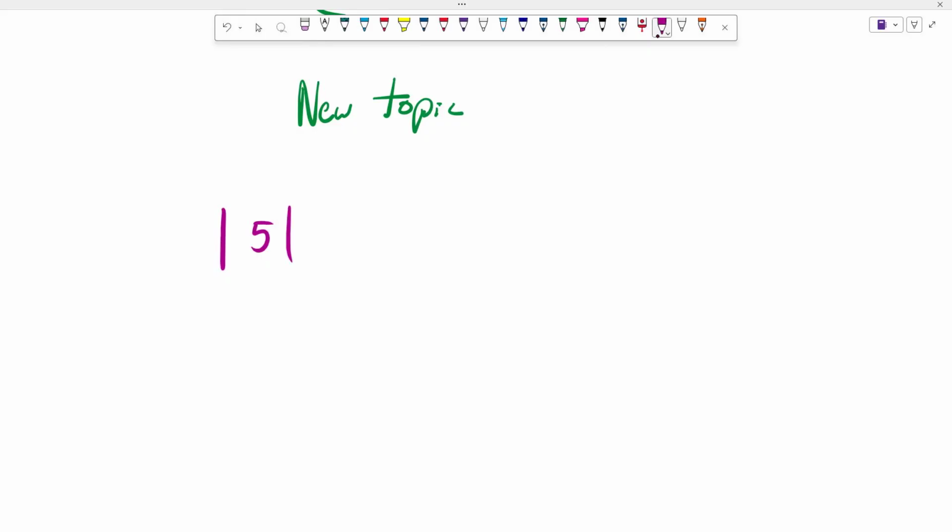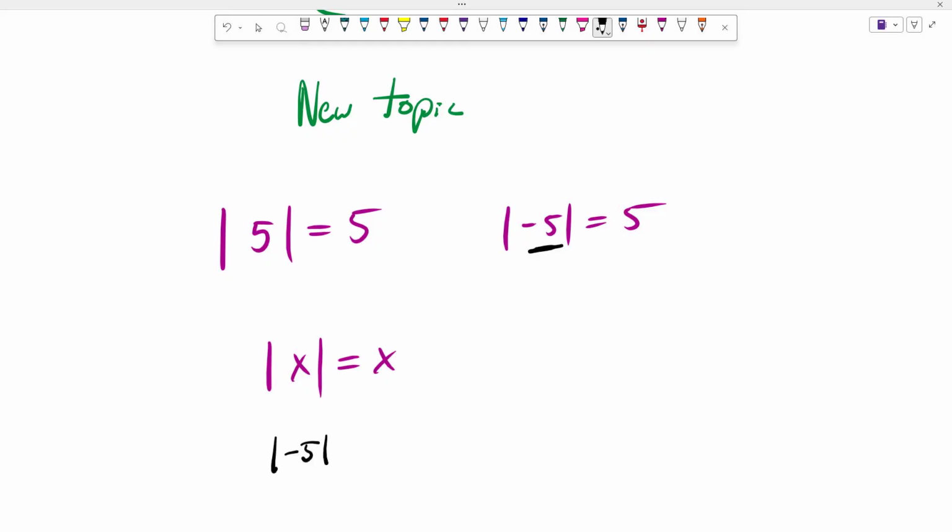What is the absolute value of the number 5? 5. What is the absolute value of the number -5? 5. What is the absolute value of x? x. Is it x? Well, what if x is -5? Then no, that's not true. So it's not x.